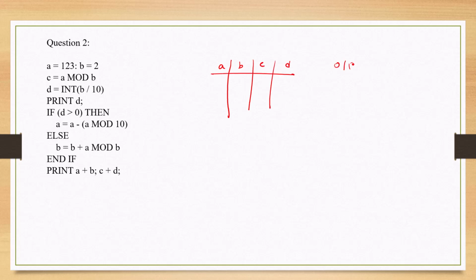Output I am writing here. Okay. So the value of A is 123. I will write it there in the column. The value of B is 2. Now we have A mod B, that is 123 mod 2.